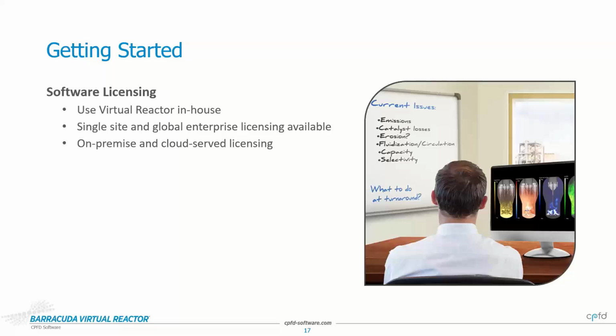For those of you that are new to CPFD software, I just want to briefly let you know a few different ways that you can get started working with us. Software licensing is the first method, where your team uses Barracuda directly to set up, run, and post-process simulations. We have a number of different licensing options available, so please contact our sales team for specifics. Global teams can take advantage of our global enterprise license option available in most countries. And Virtual Reactor licenses can be served either on-premise or on the cloud, which opens the door to using both your own hardware and cloud computing resources as well.